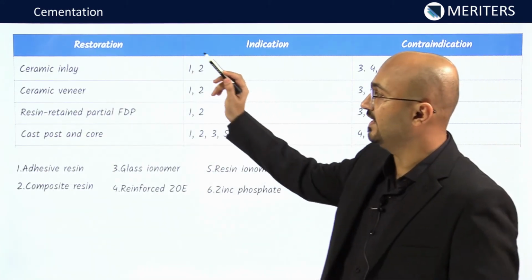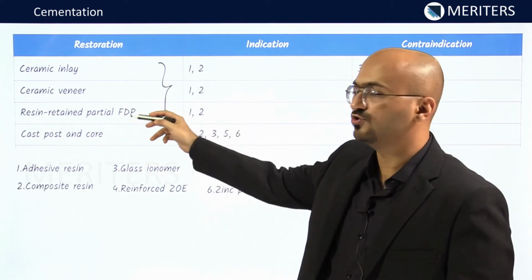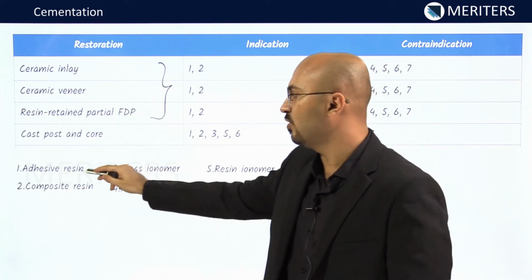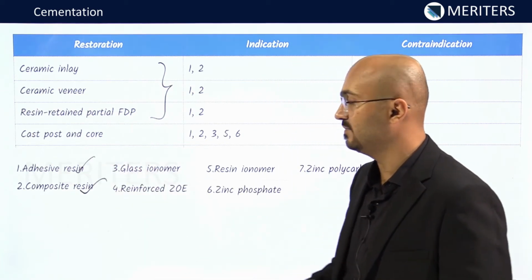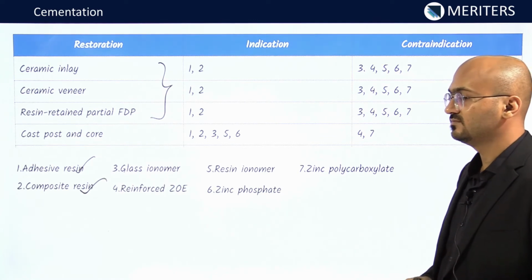Then comes ceramic inlay, ceramic veneer, resin retained, that is your Maryland, Rochette. All these have to be resin bonded, adhesive resin or composite resin based. The other cements are not very useful in these kinds of restorations.